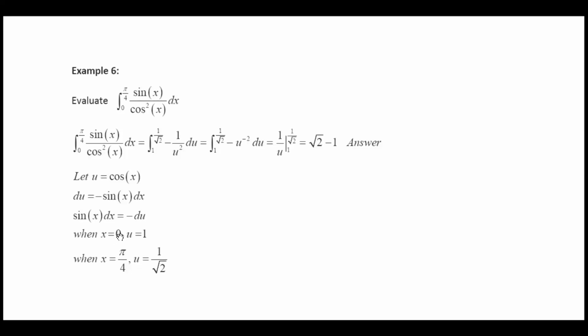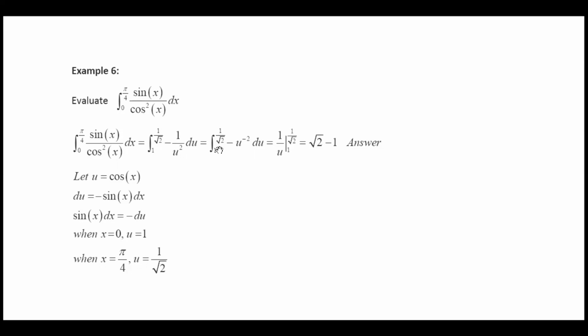And when x is 0, cosine of 0 is 1. So we've got our limits there. By the way, we're using 1 over the square root of 2 rather than rationalizing the denominator, the square root of 2 over 2, for a reason you'll see. Let's leave it as 1 over the square root of 2 for our upper limit, and 1 for our lower limit.